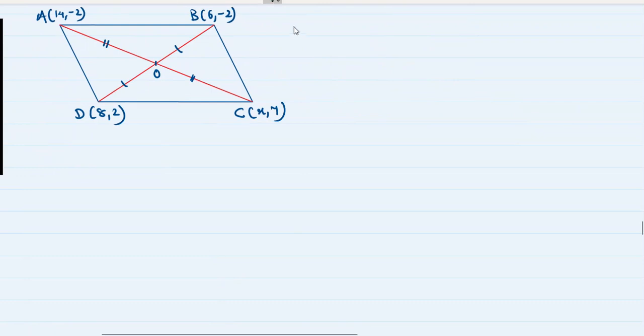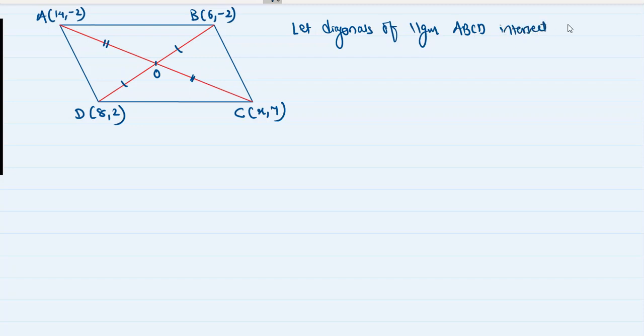Let's write the statements. Let diagonals of parallelogram ABCD intersect each other at point O.